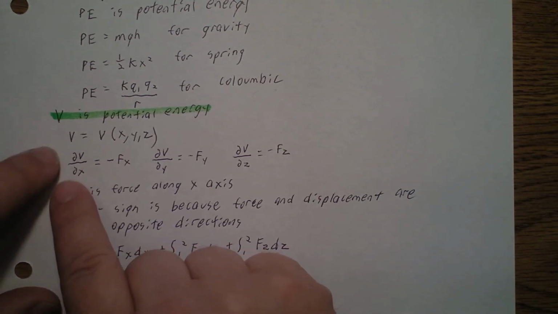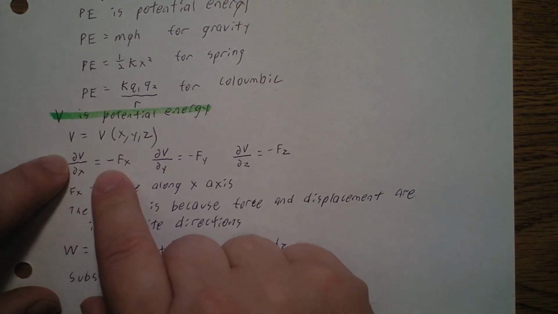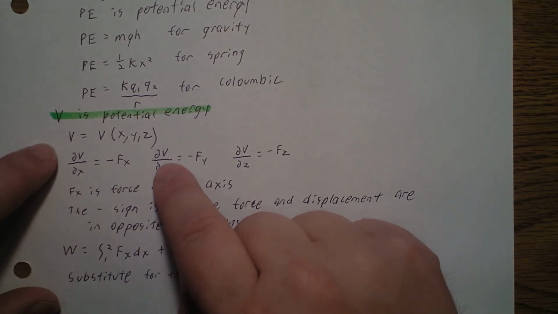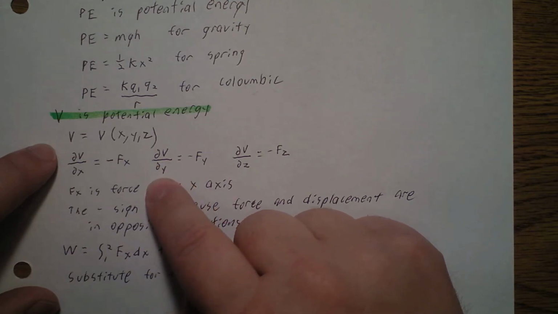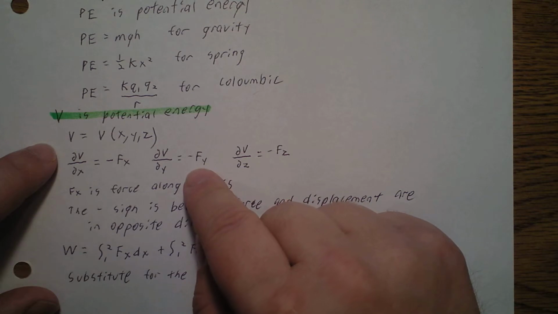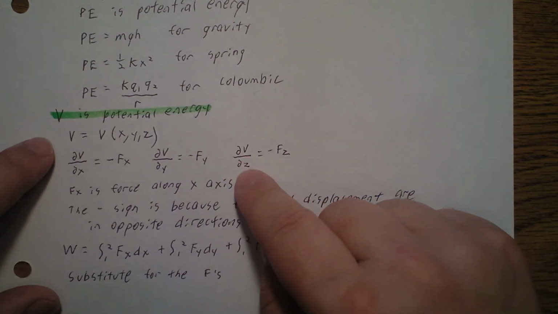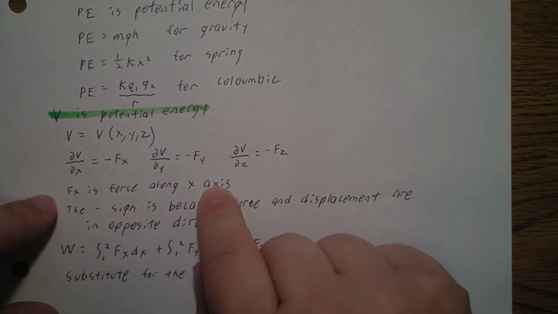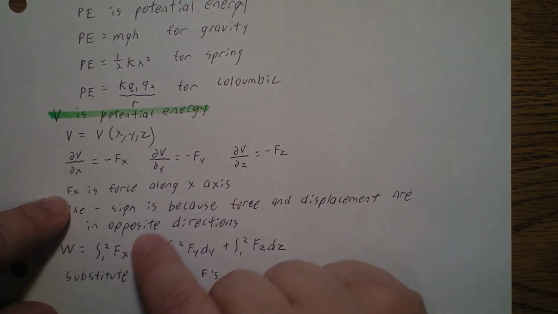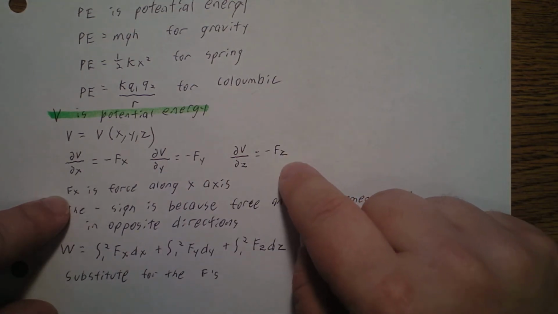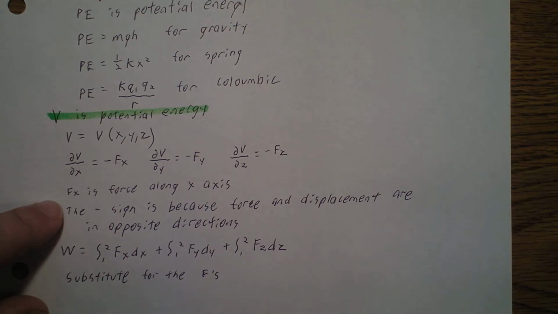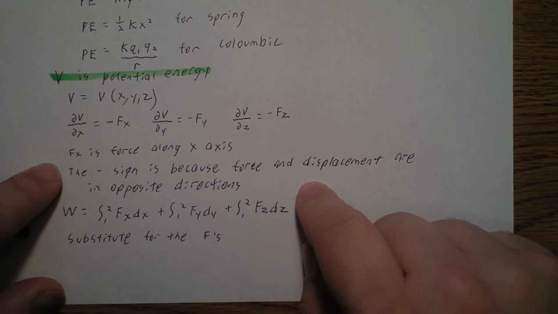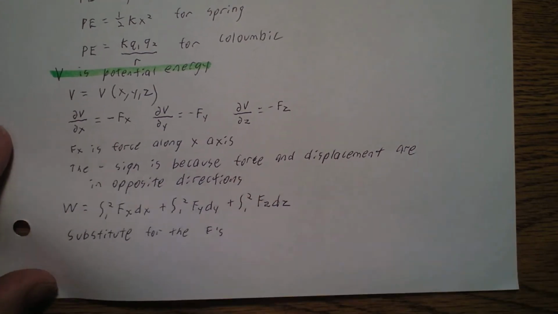Now, the negative derivative of potential energy with respect to x, that's the x component of the force. Notice the minus sign, I'll explain that in a minute. Likewise, the derivative of the potential energy with respect to y, that's the y component of the force. And the derivative of the potential energy with respect to z, that's the z component of the force. So the x component of the force is the force along the x-axis. So f sub y would be the force along the y-axis, and f sub z would be the z component of the force along the z-axis. Now, the reason we have a minus sign is because our force and the displacement are in opposite directions.